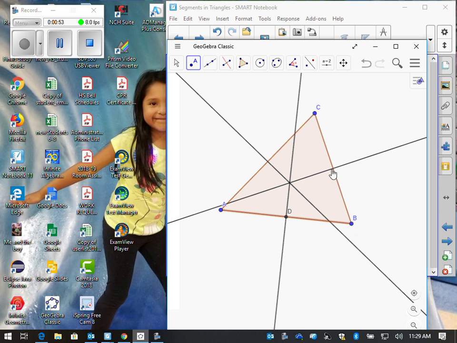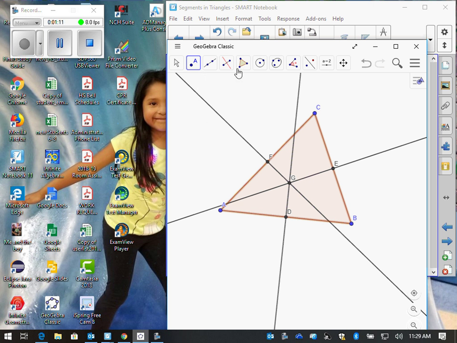The same here for this point, which we'll call E. Segment CE is congruent to EB. And here's the midpoint of that side. So CF is congruent to FE. And those three intersect at this point here, which we called the circumcenter of the triangle.